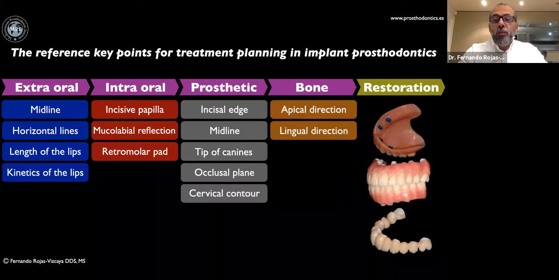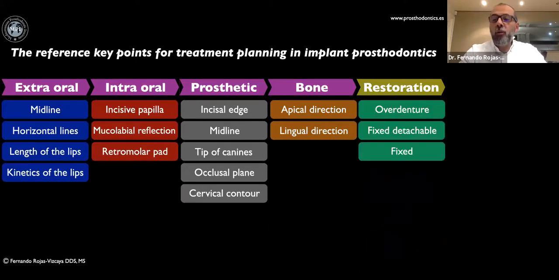Once we have this margin, we will check the distance between the margin and the bone, and we can offer our patient the different types of prosthesis according to where the bone is from this margin.